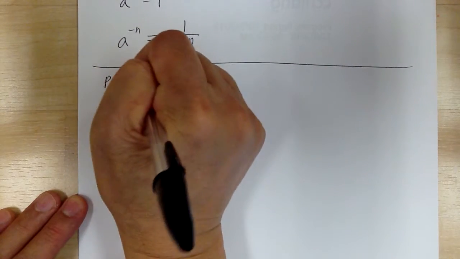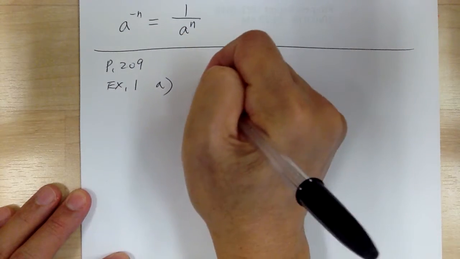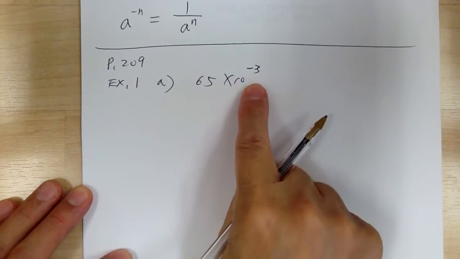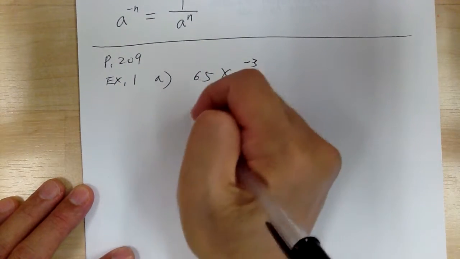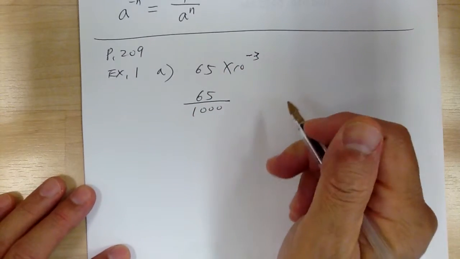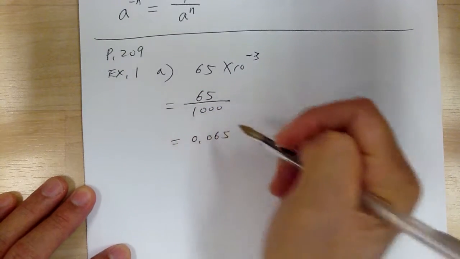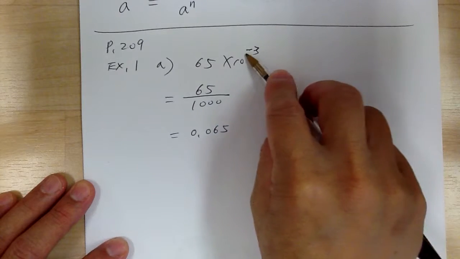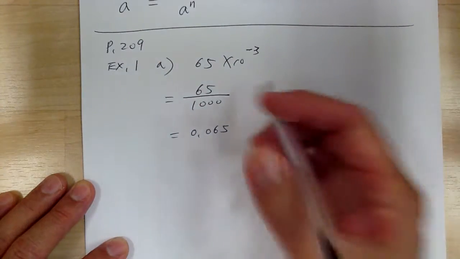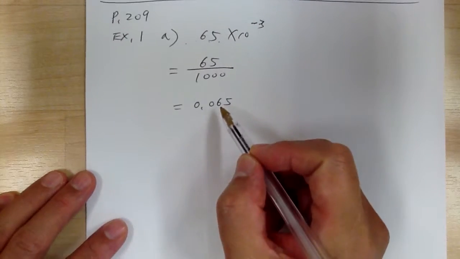On page 209, example 1, a, you have 65 times 10 to the negative 3. For this one, you can flip this to the bottom. So this becomes 65 over 1,000, or this is equal to 0.065. Another way to do this is to see the negative 3. Negative 3 means you move the decimal in the negative direction by 3. So if you start over here, you move over 1, 2, 3. And that's how I get that.